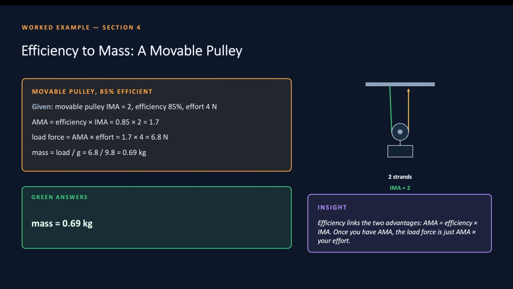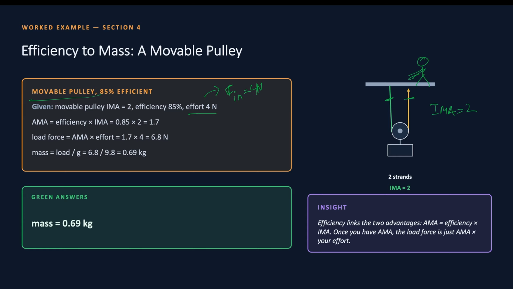Now let's try one with efficiency, okay? You have a movable pulley here, which means you're up here, right? So you're pulling up, so we'd count both of these as IMA equal to 2. And efficiency is 0.85 or 85%. Effort is 4 newtons. So force in is 4 newtons.